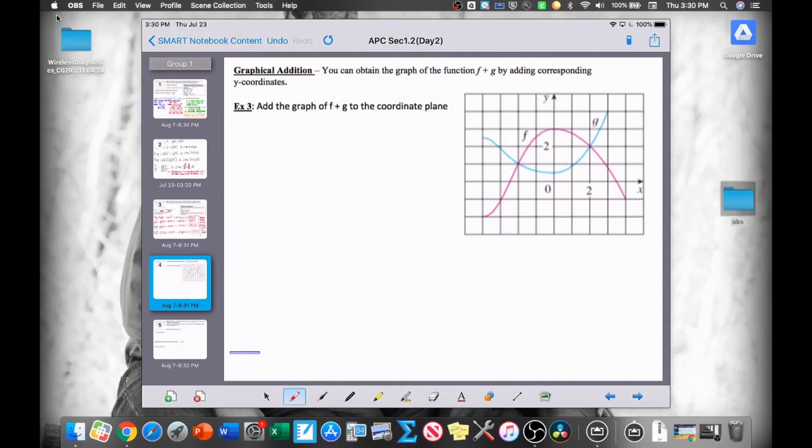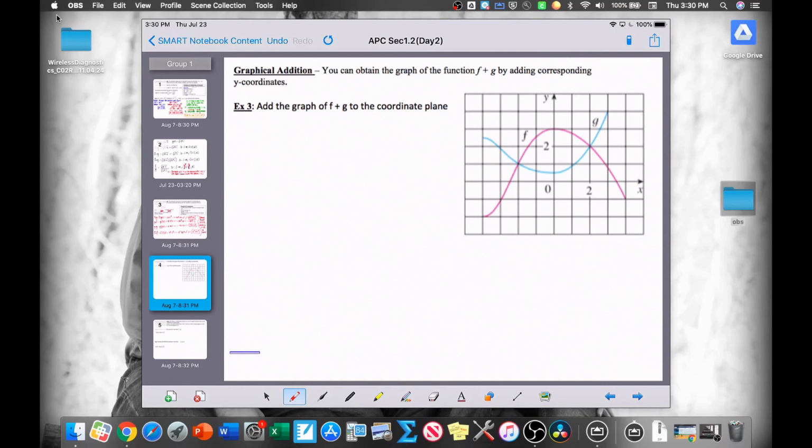Now we're going to change gears a little bit, and we're going to talk about graphical addition. You can obtain the graph of a function f plus g, so basically an addition combination of two functions, by adding their corresponding y coordinates. Now the only time that you would do this is if you were asked to do it on a graph, like we are here in example 3. So it says add the graph of f plus g to the coordinate plane.